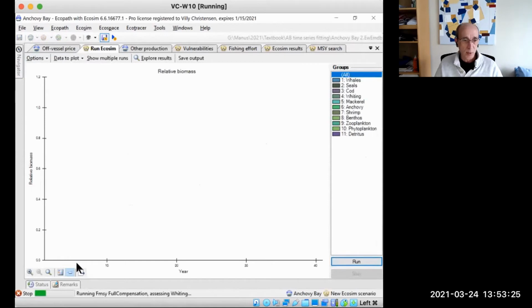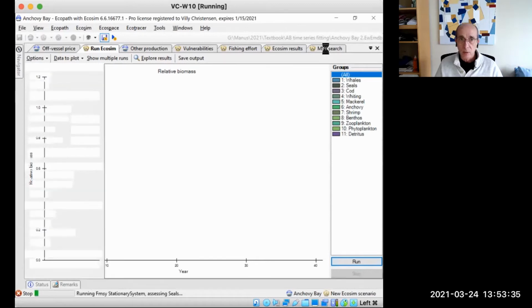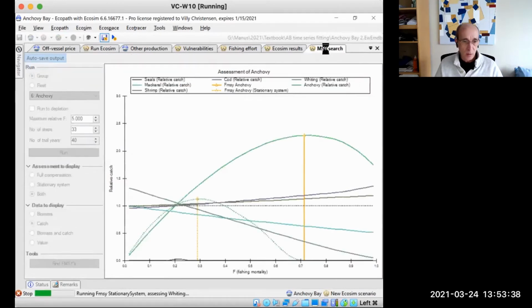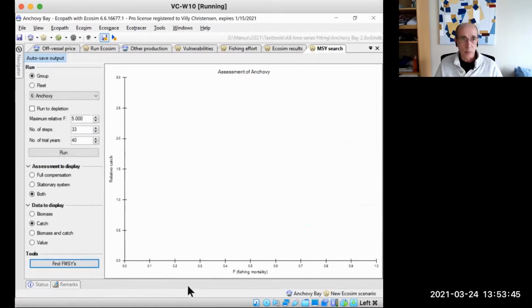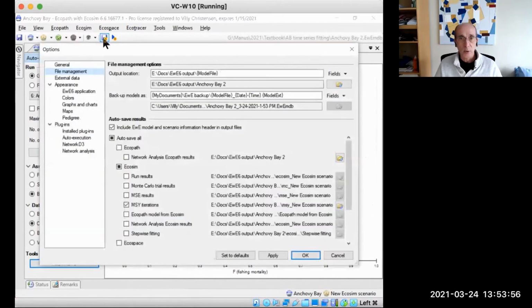And again, it disappeared, but you can see in the lower left that something is happening. It's doing anchovy, now it's doing shrimp, and now it's done. Let's go back to the screen. It's running the stationary system for mackerel, for anchovy, for shrimp, and now it's done. So it's done something. What has it done? That's why we need to go back to anchovy. And we can now see here MSY iterations. We have something here. We have a folder.